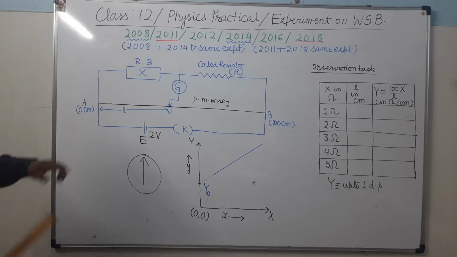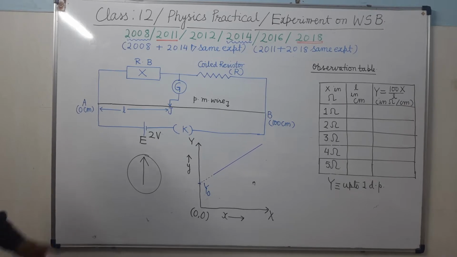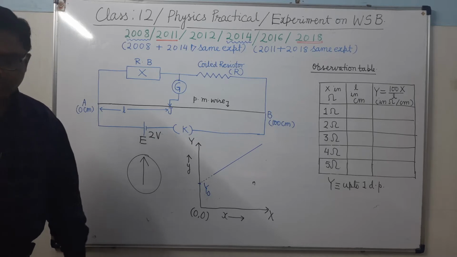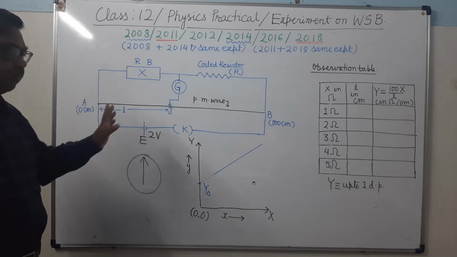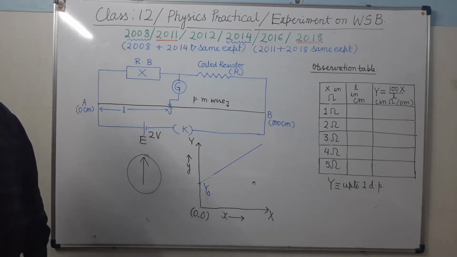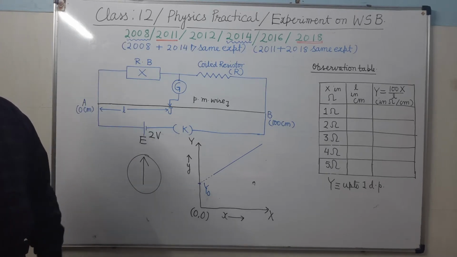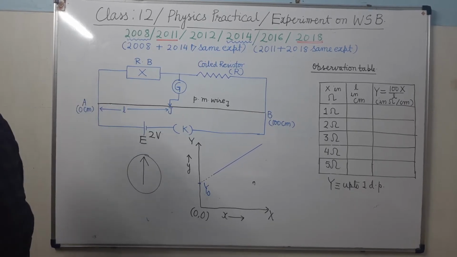What will you do? You take out two wires from the end A. One will be connected to the positive of the eliminator, which I showed you in the previous video. And the other wire will be connected to one of the binding terminals of the resistance box. There is no positive and negative in the resistance box. So it will be connected with one binding terminal of the resistance box.